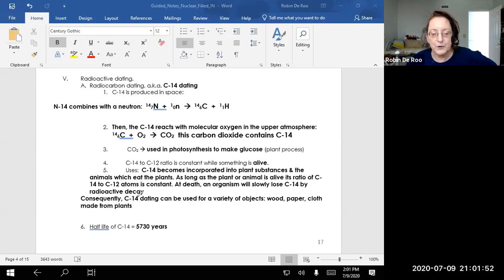Consequently, carbon 14 dating can be used for a variety of objects. For example, wood, paper, cloth made from plants. You're going to want to write this down somewhere. The half-life of carbon 14 is always 5,730 years.